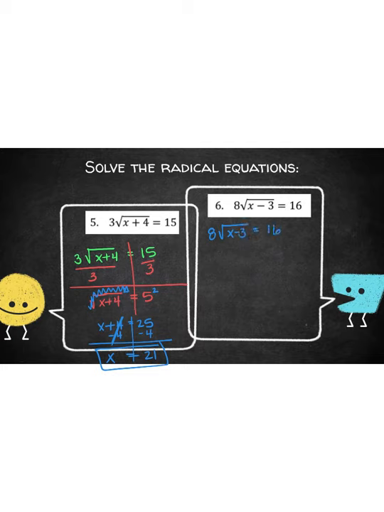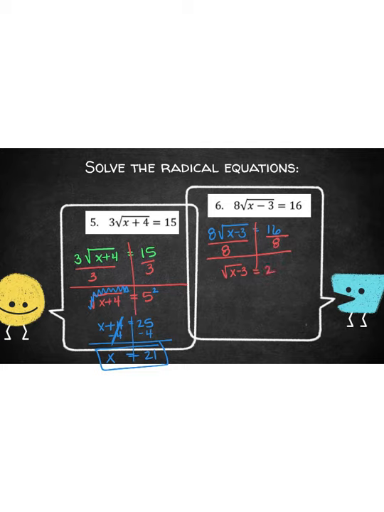Well, the first step is to get rid of that 8. The opposite of multiplying by 8 would be dividing by 8. So I'm going to divide this side by 8, and if I divide that side by 8, I also have to divide this side by 8. So now I have the radical, and x minus 3 under it equals 16 divided by 8 is 2.